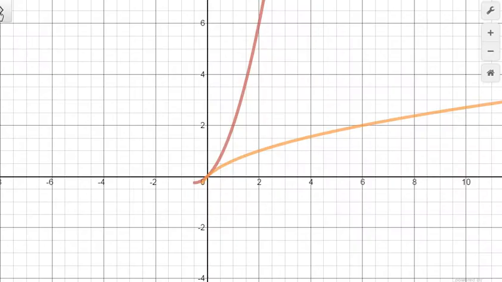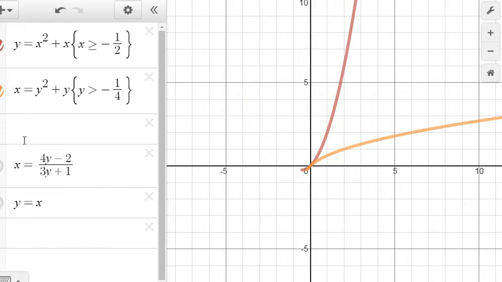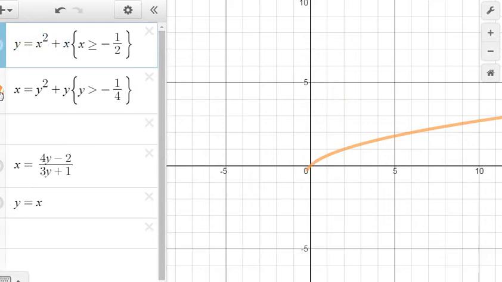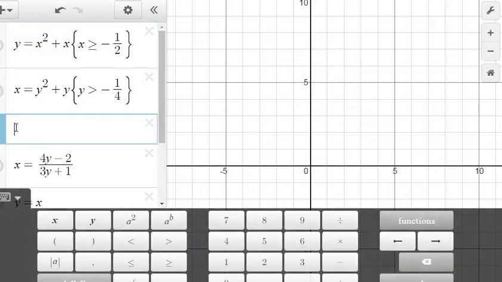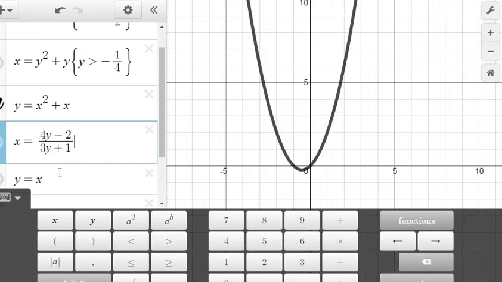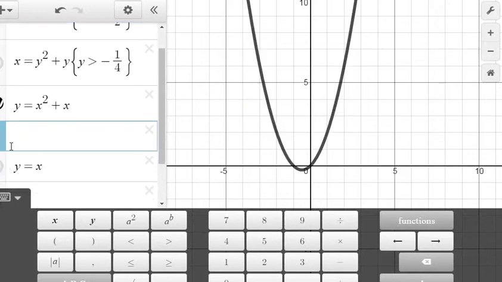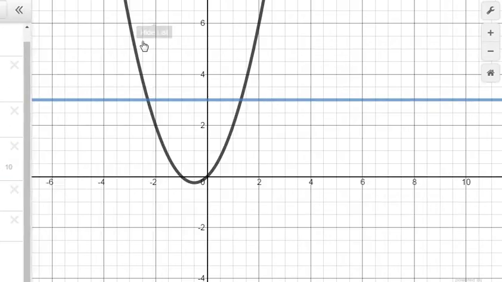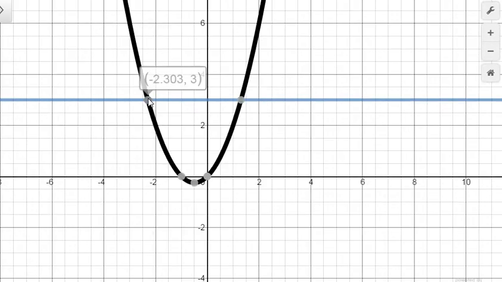Let's look back here at our function, and let me just retype this. We'll shut this graph off. If we look again at y equals x squared plus x, does this graph look like it passes the horizontal line test? If you drew a horizontal line through this, say like y equals 3, is that going to intersect the graph at most once? Yeah, it looks like it intersects twice to me.